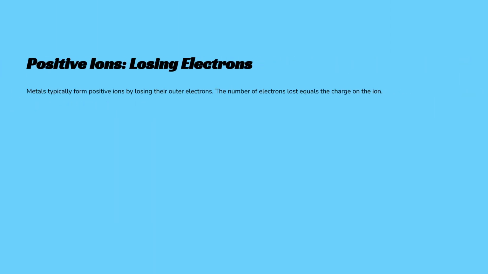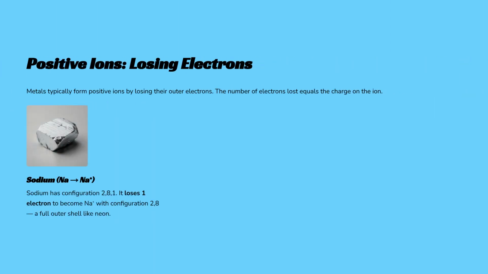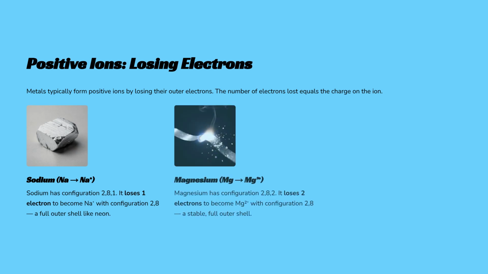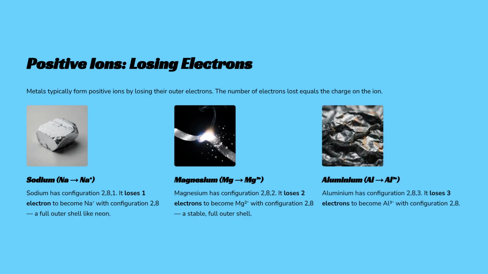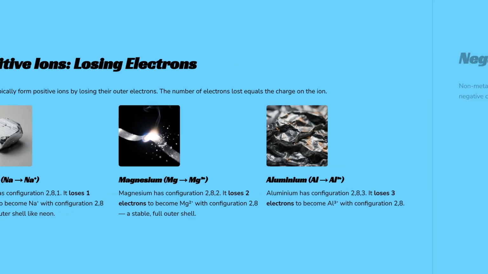Metals form positive ions by losing outer electrons. Sodium loses 1 electron to form Na⁺. Magnesium loses 2 to form Mg²⁺. Aluminium loses 3 to form Al³⁺. The number of electrons lost equals the ion's charge.